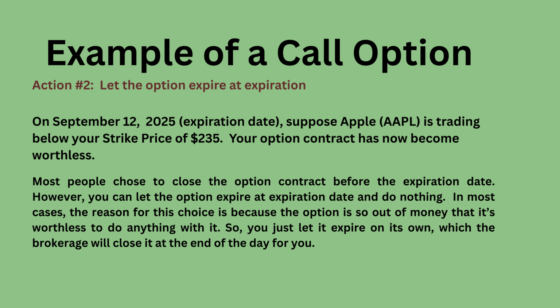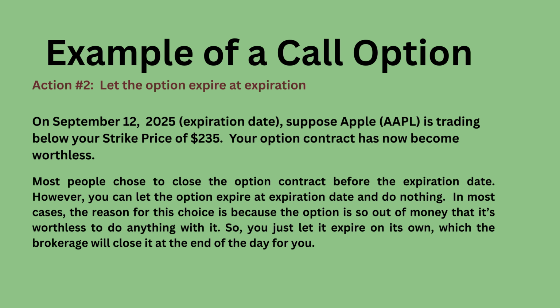Let's take a look at action number 2 where you let the option expire at expiration. Most people chose to close the option contract before the expiration date. However, you can let the option expire at expiration date and do nothing. In most cases, the reason for this choice is because the option is so out of money that it's worthless to do anything with it. So, you just let it expire on its own, which the brokerage will close it at the end of the day for you.